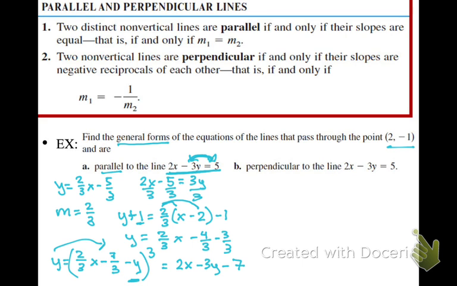If the directions didn't say general form, we would have put it into what form? Standard. Okay, so now we need to go with what? Perpendicular. We already found the slope. It's 2/3, correct?